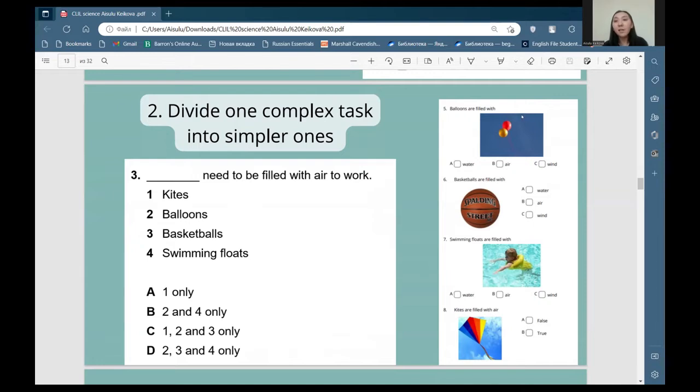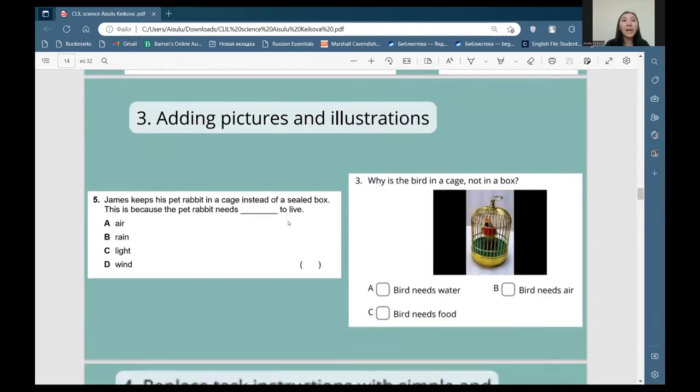Instead of that, I have divided this task into simpler parts. For example, balloons are filled with water, air, or wind, so they must choose one of the three answers. And here, kites are filled with what? With air, true or false. So this is one of the ways to make it simpler. Adding pictures and illustrations. So here we have a situation.